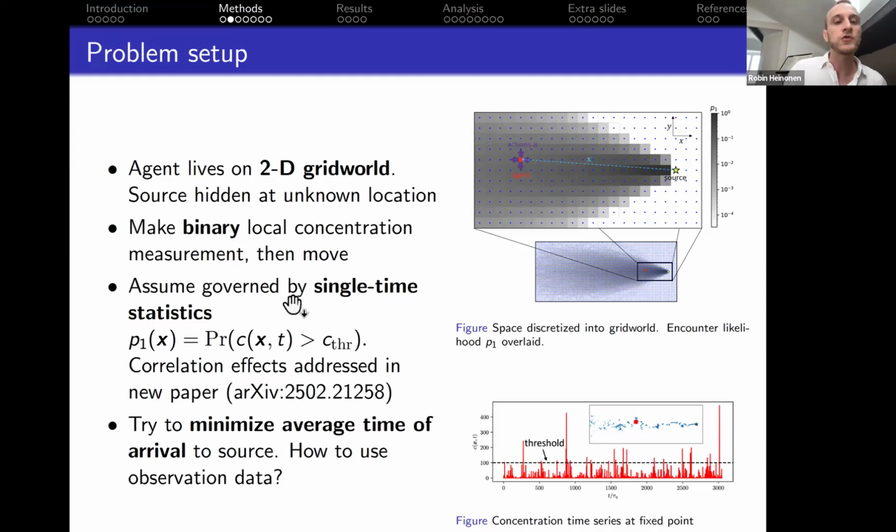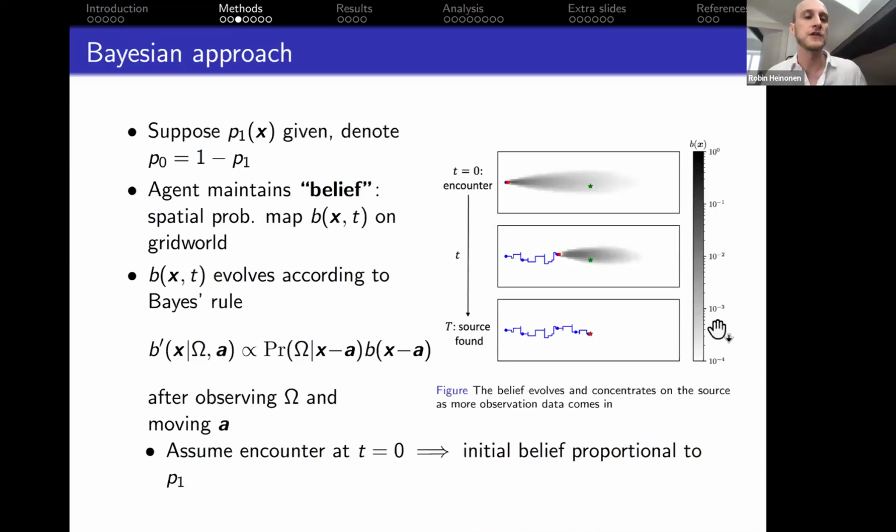So our goal is to try to use this concentration data, or these measurement data, to minimize the average time of arrival to the source. The way we do this is using Bayesian statistics. We suppose that the likelihood is known, and under this assumption, the agent can maintain a belief, or a posterior if you prefer, which is a spatial probability map on the grid world, which assigns a probability to every point in space, which tells us how likely we think the source is to be there.